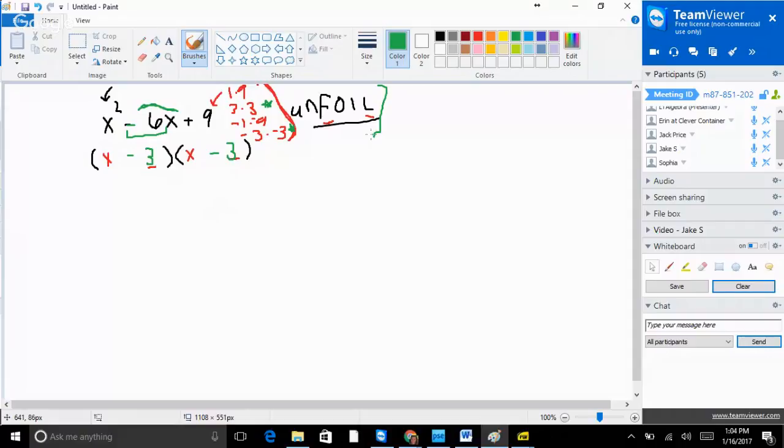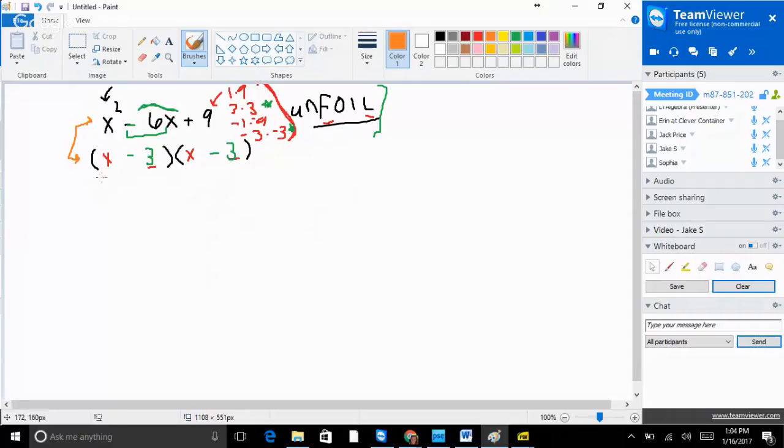All right. So what we did is we made a guess for this x squared minus 6x plus 9. And we said we think it's x minus 3 times x minus 3. How do we actually check to see if that is the true factoring of this? How do we check to see if they're actually equal?